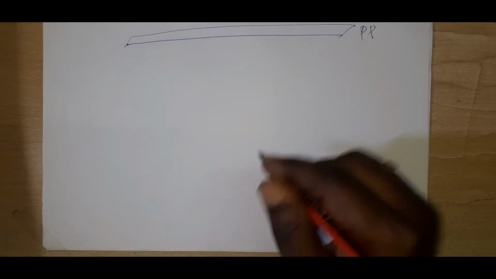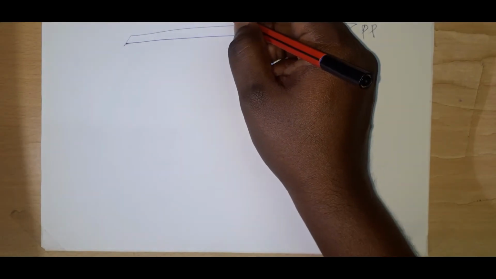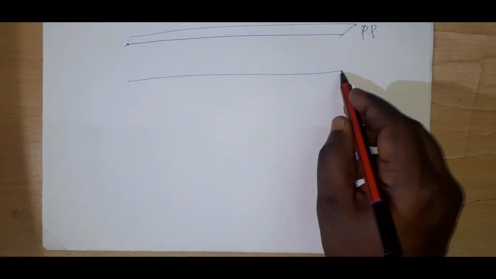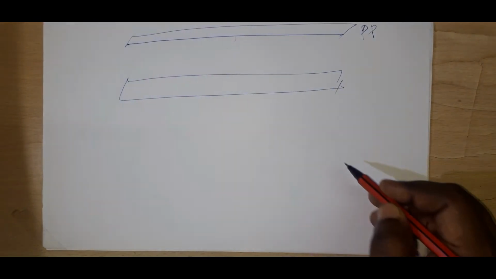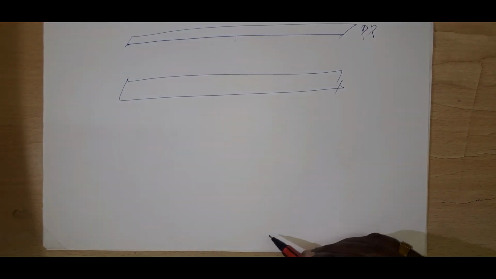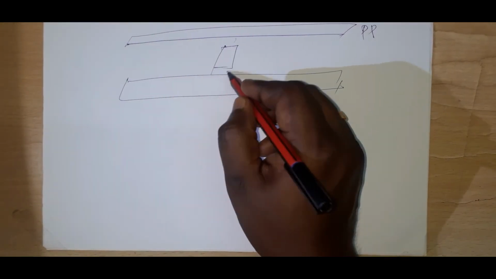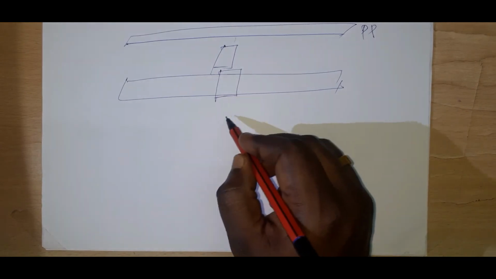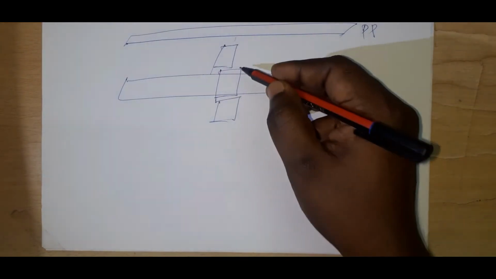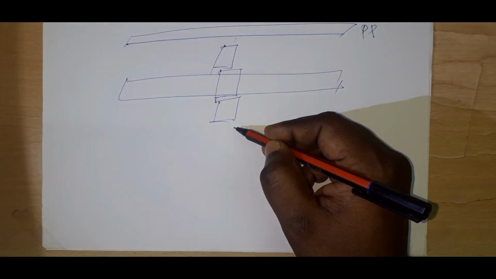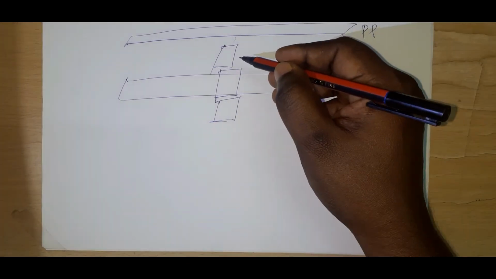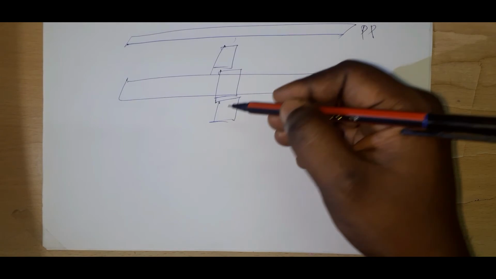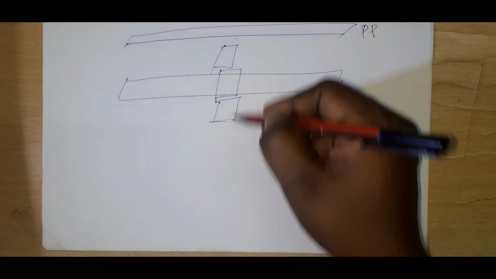An object which is behind the picture plane. This is the picture plane. An object which is behind the picture plane, this is the object, or it is on the picture plane or in front of the picture plane. So there are three positions of the objects that can be given: behind the picture plane, on the picture plane, or in front of the picture plane. These are the three options.